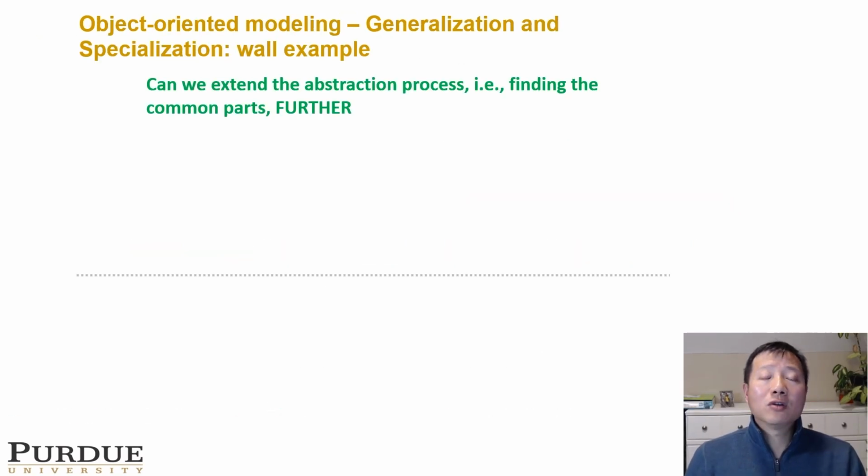Okay, so when we talk about objects and a class, we said that this is an instantiation and an abstraction process.